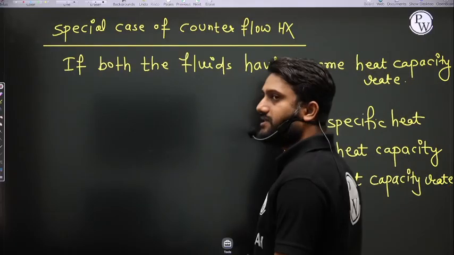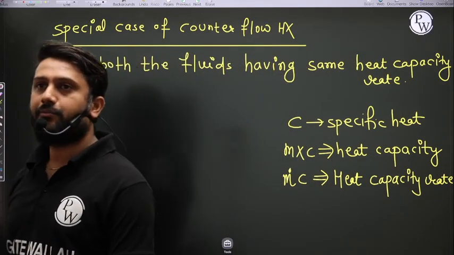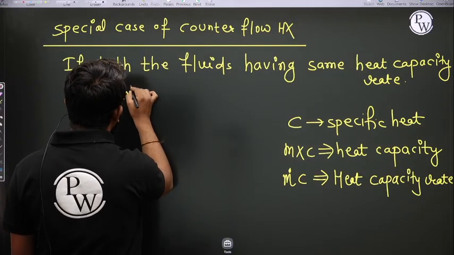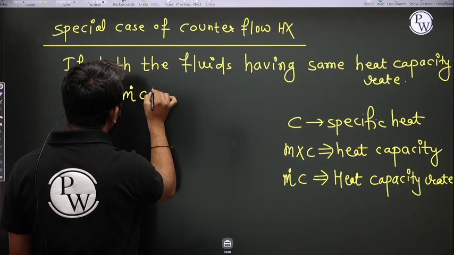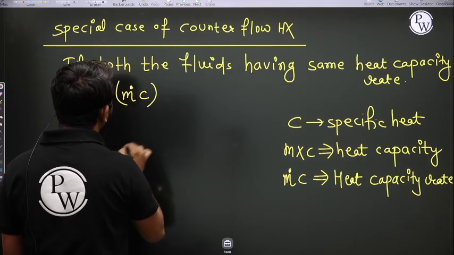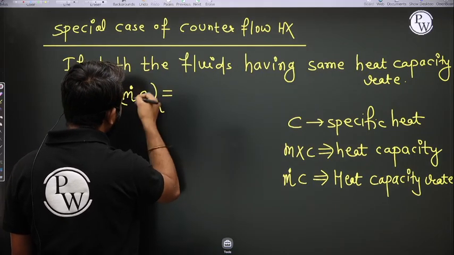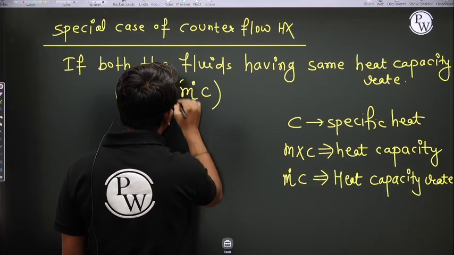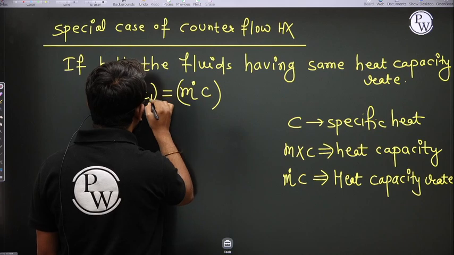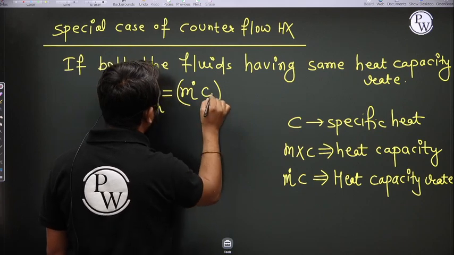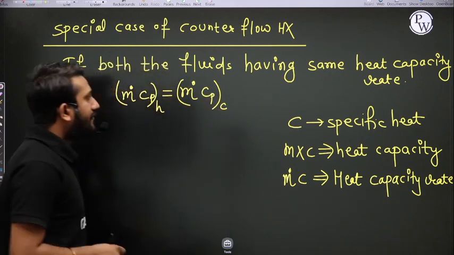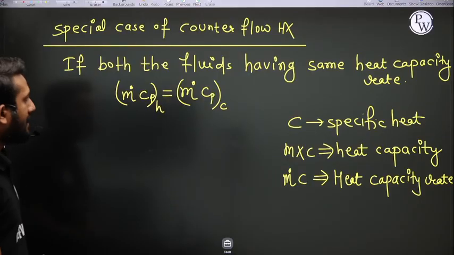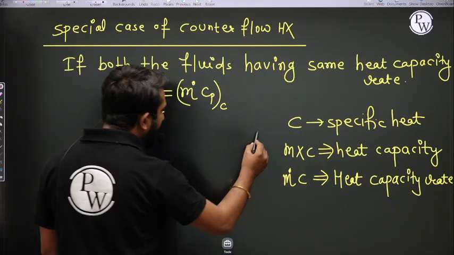What is the m dot C? That is the heat capacity rate. So if both fluids have the same heat capacity rate, that means the mass flow rate times C, the product m dot C for the hot fluid, which is the heat capacity rate of the hot fluid, is equal to the heat capacity rate of the cold fluid.